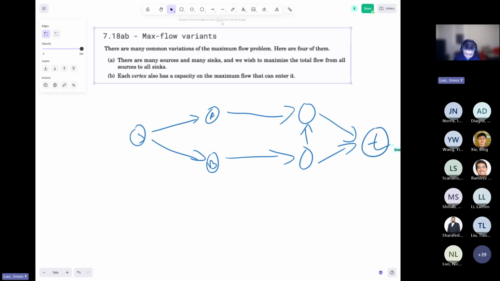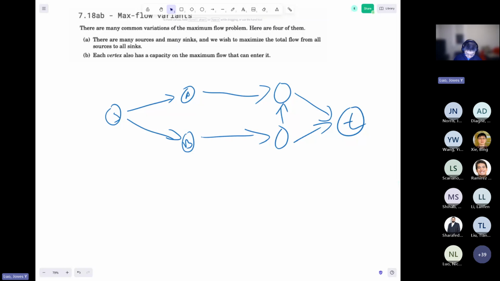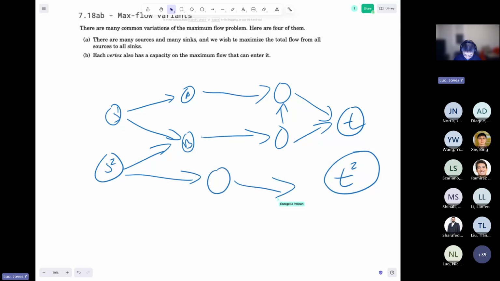You normally only have one S and one T, but in this version, I might have multiple S's and multiple T's. So this might be S1, this might be S2, and then this might be T2. That could potentially go to another one. So you have this super network of sources and sinks, and now we want to maximize the overall flow from all the sources to all the sinks.